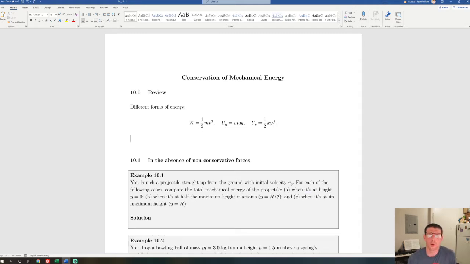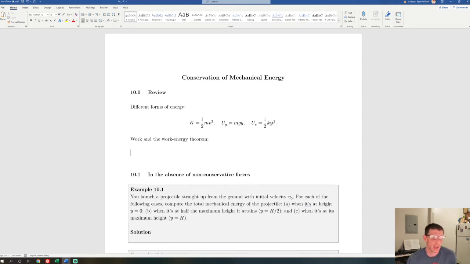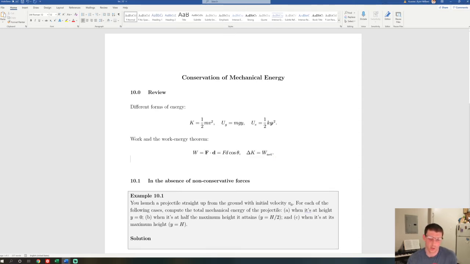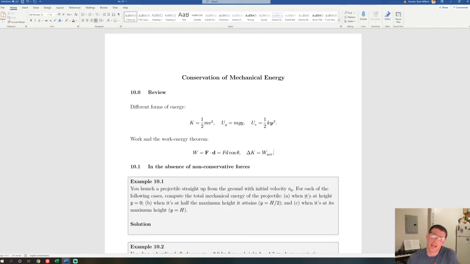let's also remember what we discussed about work, or how we defined work, and the work energy theorem. So let's say work and the work energy theorem. And what we had for those two things was this set of equations, right? And I want to remind you that this is a definition, or a way of calculating work, that only really works when we have a constant force.